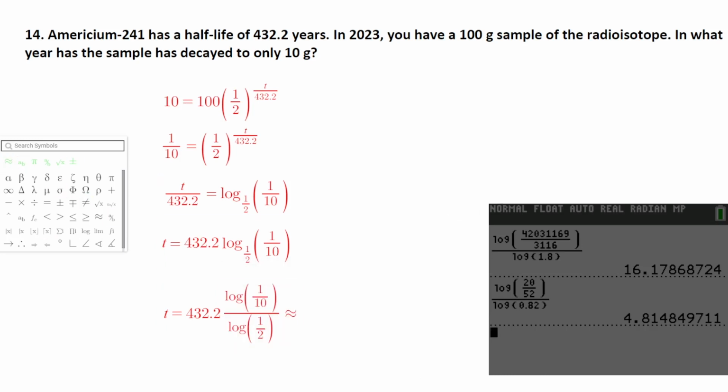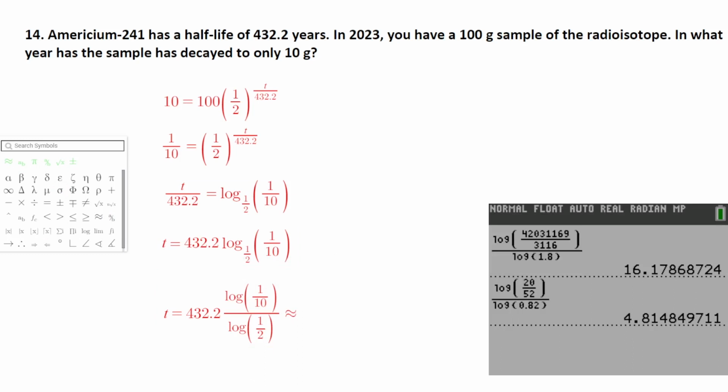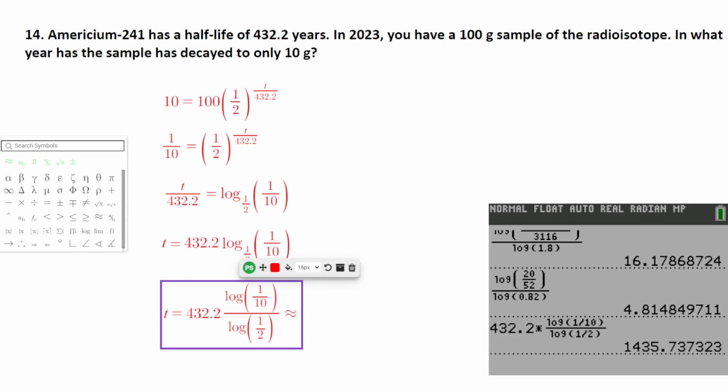So let's go ahead and type that in. 432.2 times this fraction, which is going to be log of 1/10 over the log of 1/2. All right, we get, oh geez, wow, okay. 1,435.737.